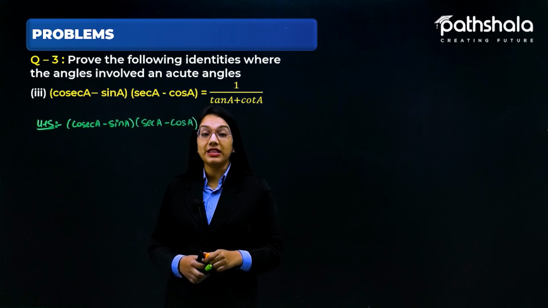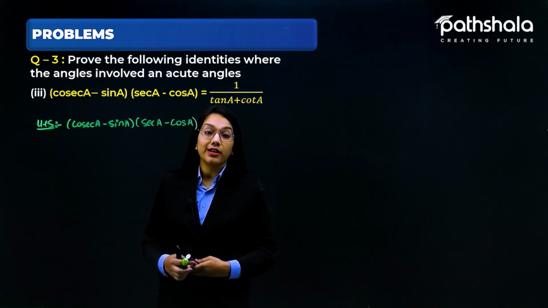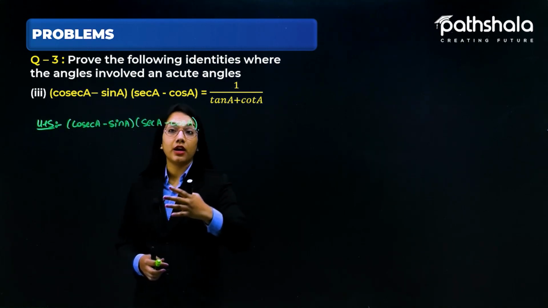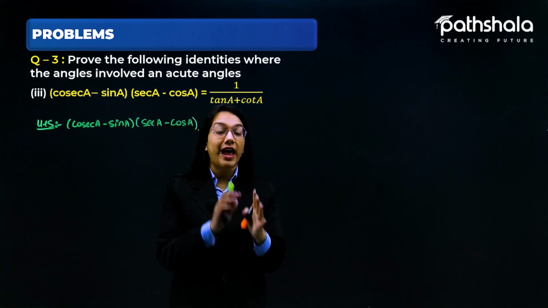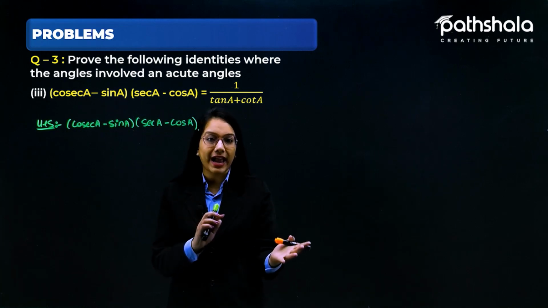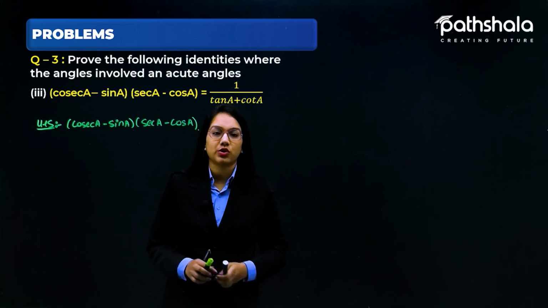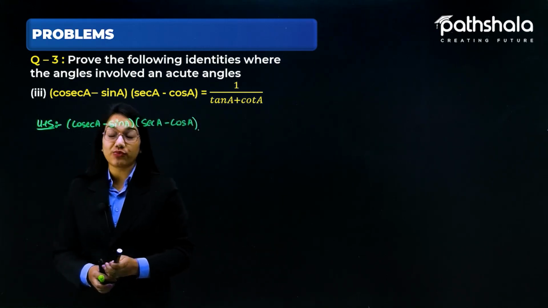But as you can see, in the RHS we have tan A and cot A. So it would be a difficult task to convert cosec and sin or sec and cos into the form of tan and cot. It means we have to solve both sides in order to prove that LHS comes out equal to the RHS. So let us solve the LHS first.